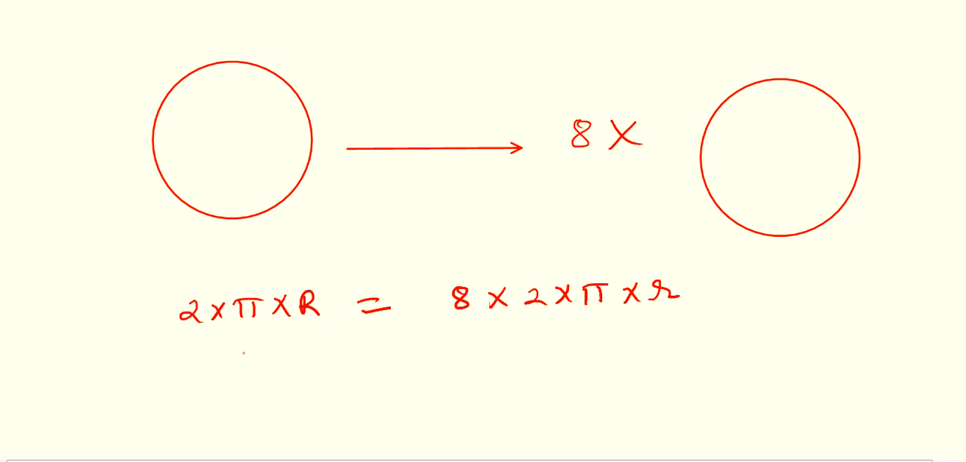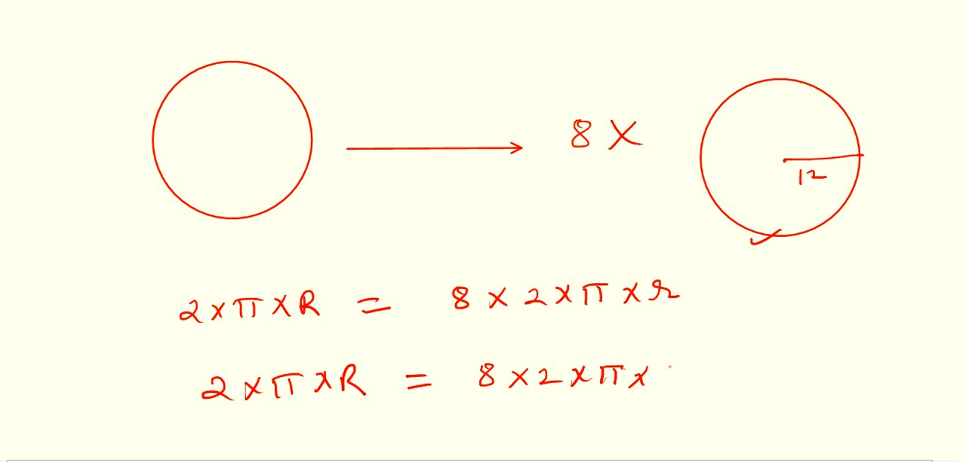Clear? So now 2 into pi into r equals 8 into 2 into pi. The radius of this circle is given, and that is 12, so we will write 12. Now this pi gets cancelled, 2 and 2 get cancelled. Only r equals 8 into 12. So 12 eights are 96.